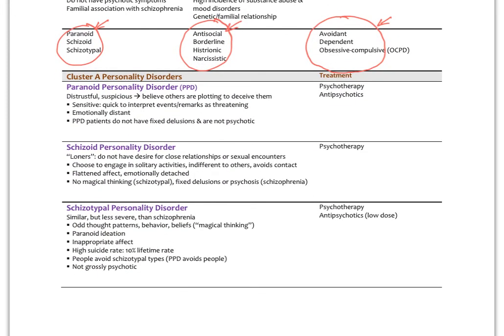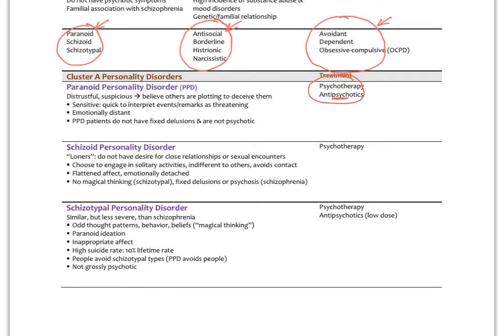Let's look at cluster A here first. That's sort of the weird type. So the paranoid personality disorder, schizoid, and schizotypal. So paranoid is distrustful, suspicious. They believe others are plotting to deceive them. They're very sensitive. They're quick to interpret events or remarks as threatening. Emotionally distant. And then they don't have fixed delusions, and they're not psychotic. And typically a combination of psychotherapy and antipsychotics are the medications used here. Again, they're not psychotic, but this we think involves dopamine, and that's what these medications treat.